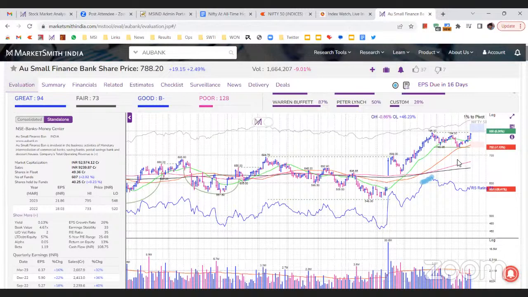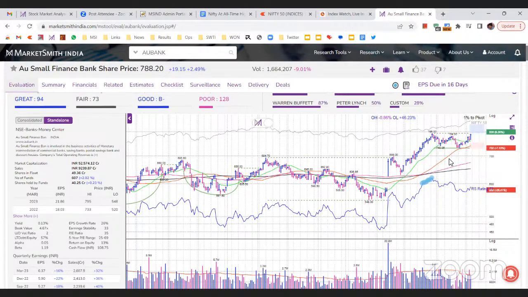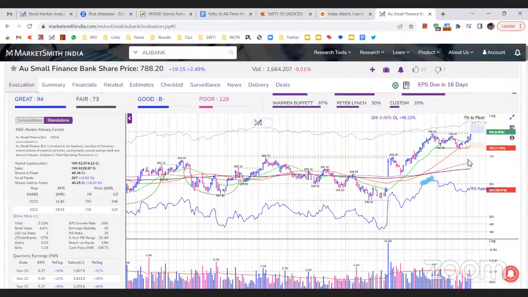This stock is also very similar to the previous stock in terms of chart pattern. Even though they are in completely different businesses, the chart patterns are looking good. You can see this stock is also trying to break out from a flat base, which has formed over the last 1 month. It is trading just 1% below its pivot.